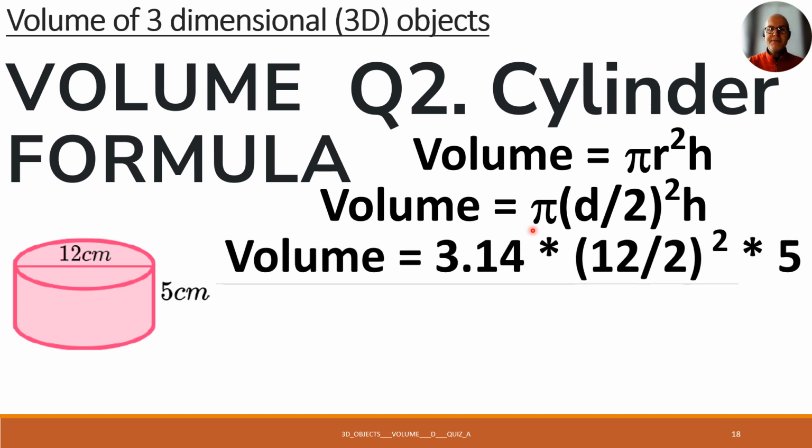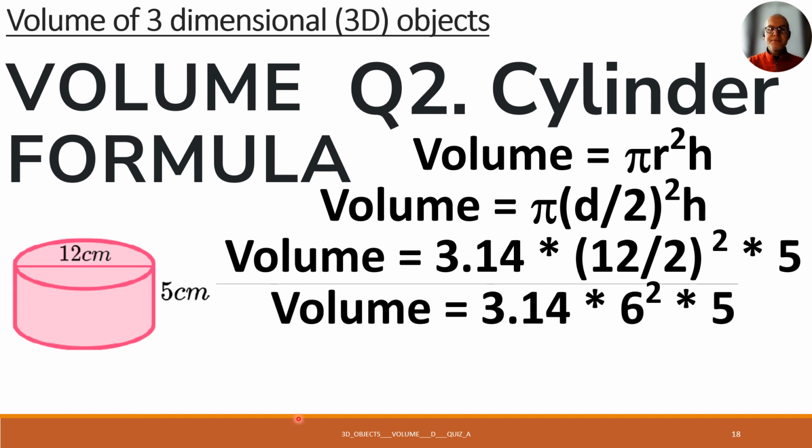So we have pi, 3.14 to 2 decimal places, and then we have r squared, which we're going to express as d divided by 2 squared. So d for diameter is 12. So 12 divided by 2 squared times h, 5. So simplifying that, 3.14 or pi to 2 decimal places times 6. 12 divided by 2 is 6 squared times 5.